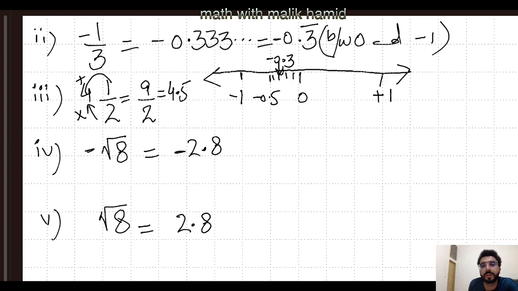If we want to draw it, between which numbers will it be? It will be between minus 1, and when you move to the left side of 0 there are minus 1, minus 2, minus 3, so it will be between minus 2 and minus 3. Yes, this number is between minus 2 and minus 3.